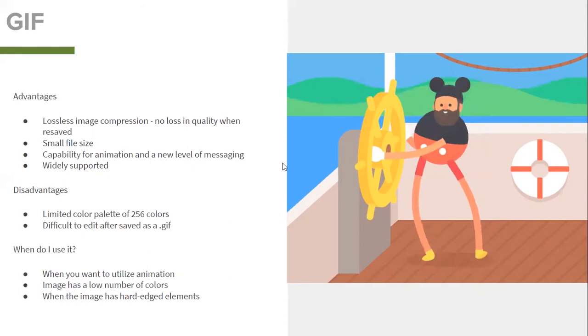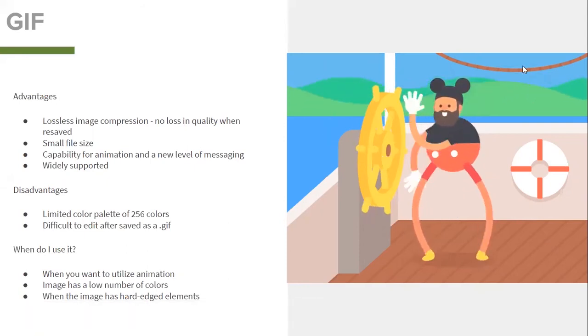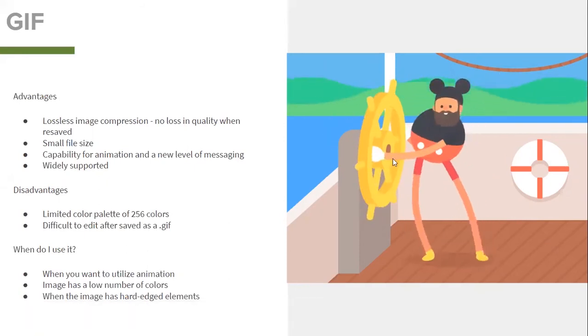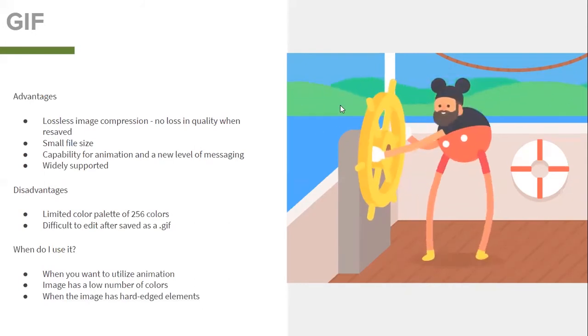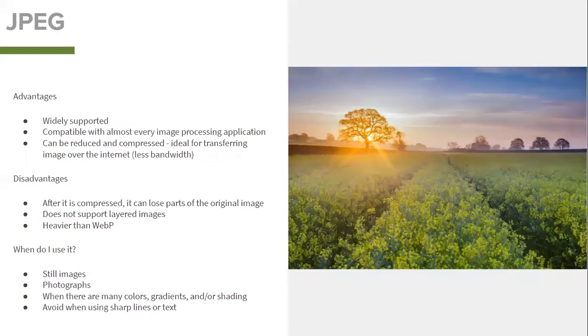This cool animation here looks nice, but that's because it's not a colorful photo. If we took this picture here of this nice sunset and made it into a GIF, it would look really bad because there are only 256 colors available to use in any GIF.